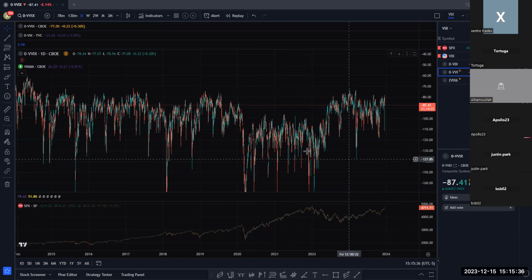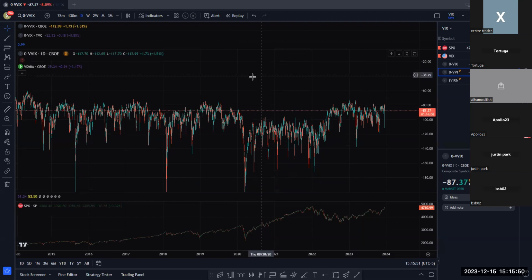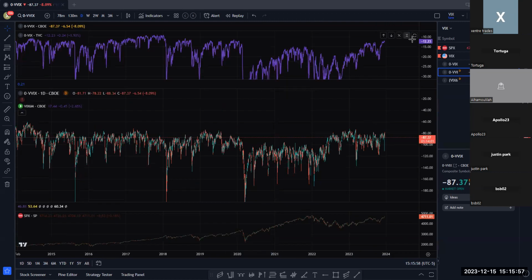But the VVIX is taking the volatility of that vol, which means it's kind of like the acceleration instead of just the velocity. It's like a derivative. So this gives a little bit of a sooner indication than the VIX. Let me show you.